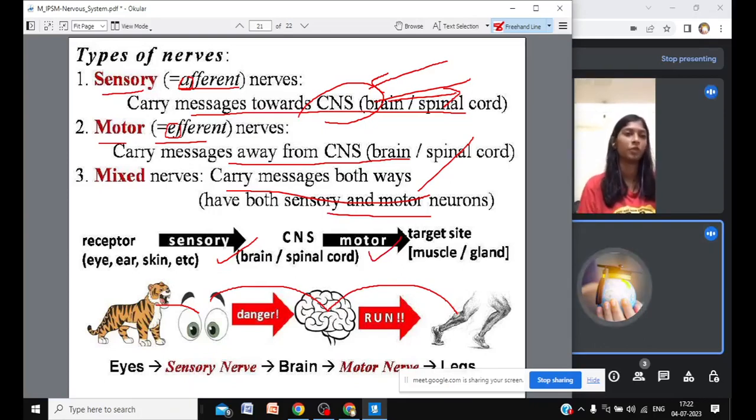This was the brain. The incoming signal from the eyes, that there is a tiger. The outgoing signal to the legs, that run for your life. So incoming would be called sensory, outgoing would be called motor. Or afferent and efferent.